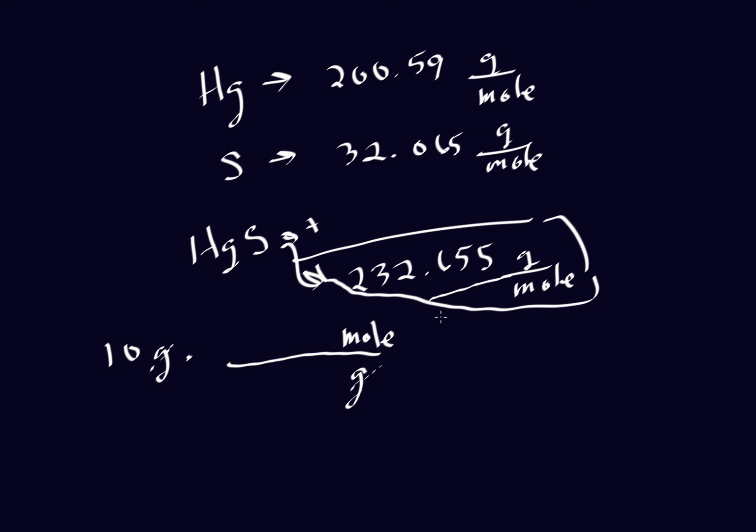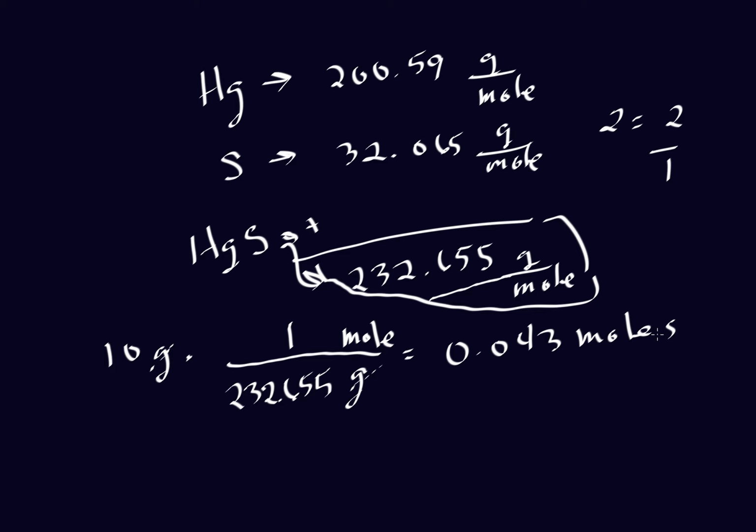232.655 grams. So we'll write that here. And what's on the bottom? Well, nothing. Actually, there is a 1. Right? So if we don't have anything here, it's the same as writing a 1 in a fraction. We can write, for example, 2 is the same as 2 over 1. So if we do this multiplication, grams will cancel, we'll be left with moles, and this comes out to 0.043 moles. So we have 0.043 moles of cinnabar.